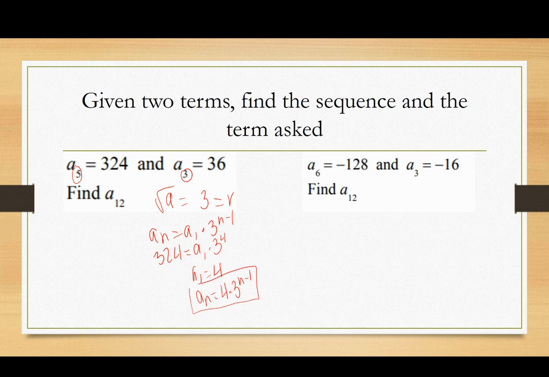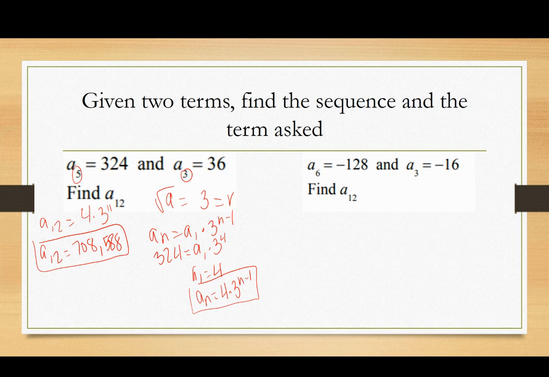And then I need to find a12. So a12 equals 4 times 3 to the n minus 1. So 12 minus 1 is 11. So 3 to the 11th power times 4 means a12 equals 708,588. And this is the way you're going to write it. You can't write a sub n because this is not for all of the n values. It's just for 12. So you have to have proper writing for this.